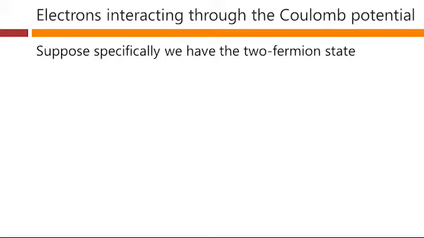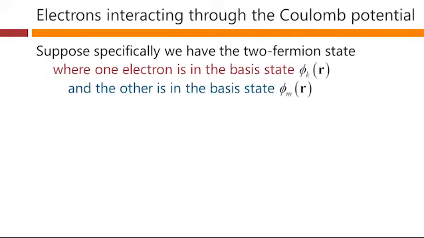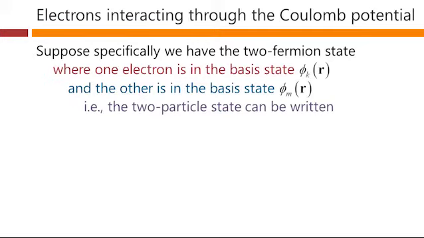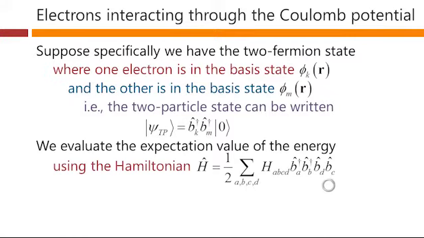Suppose specifically we have the 2 fermion state where one electron is in this basis state and the other is in this basis state. In that case, the 2 particle state could be written in this form. We could start with the empty state, add a particle in state M, add a particle in state K. We evaluate the expectation value of the energy using this Hamiltonian for this state.